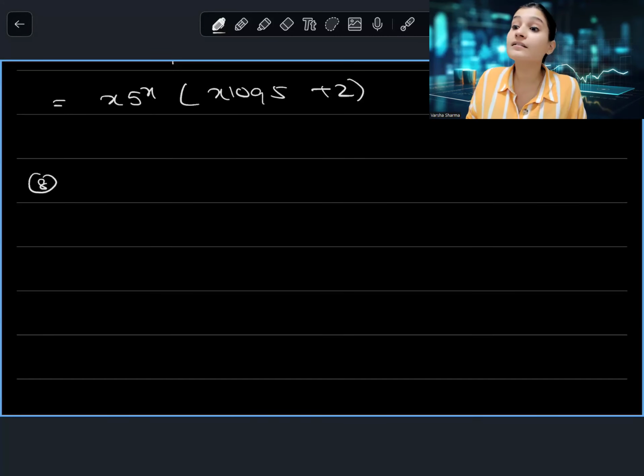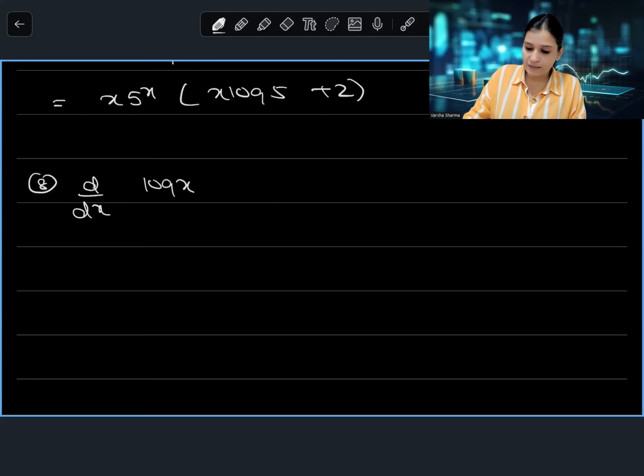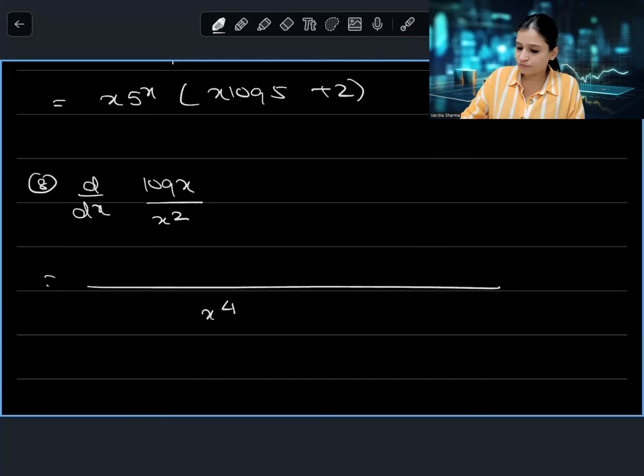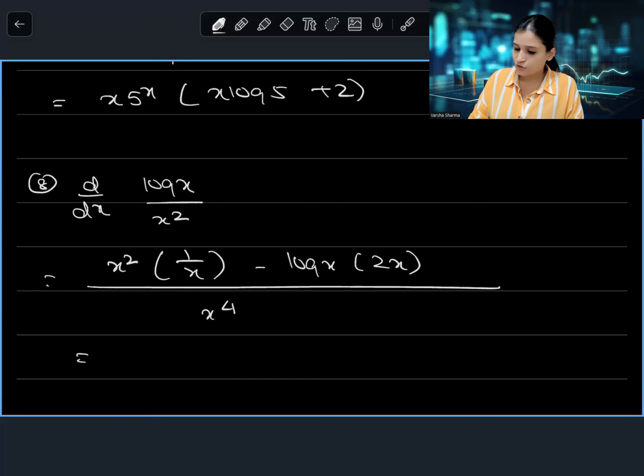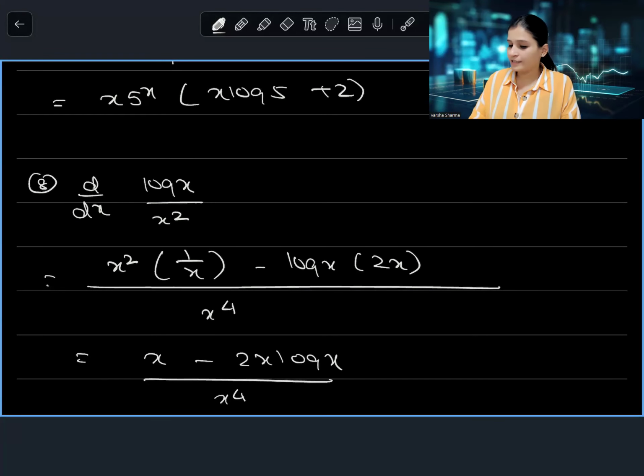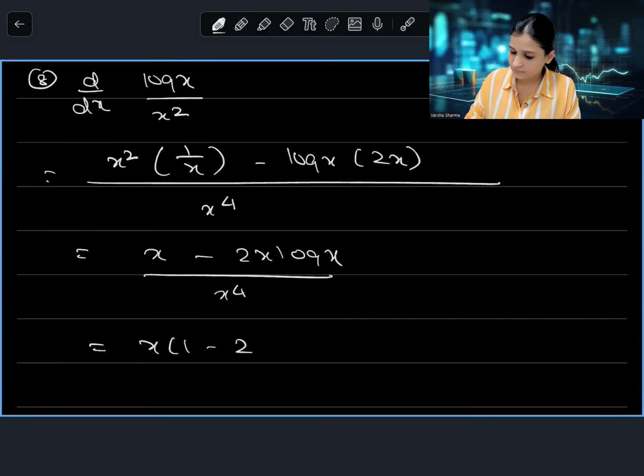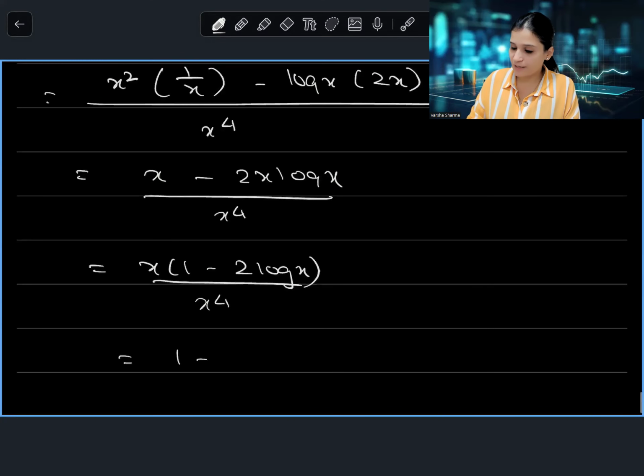Next, 8. Differentiation of log x upon x square. In this case, we have to apply quotient rule. There's no other way. So x power 4, x square, log x is 1 by x minus log x, square becomes 2x. So cancelling it. Here we can take x common. So the final answer is 1 minus 2 log x upon x cube.